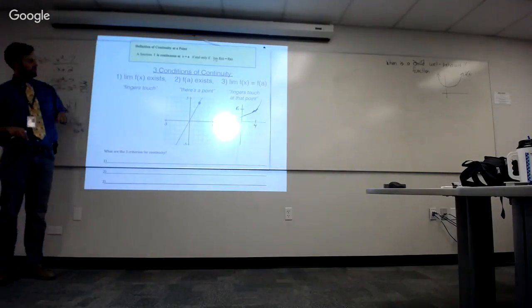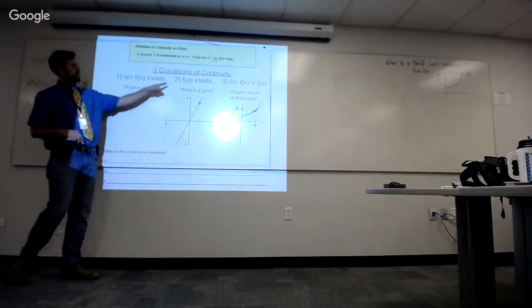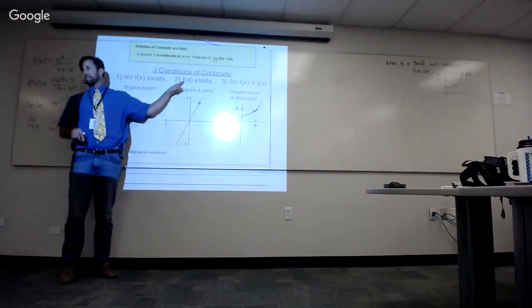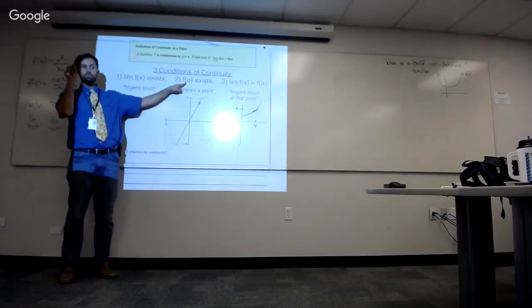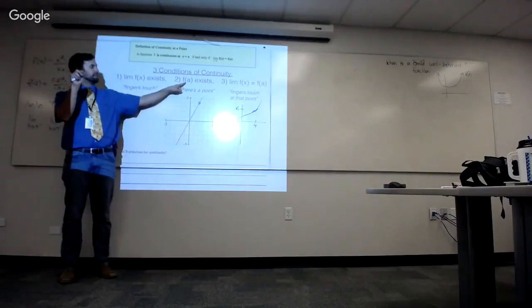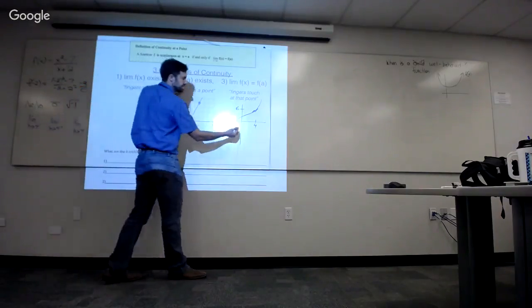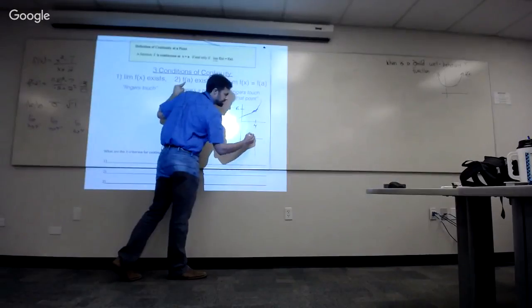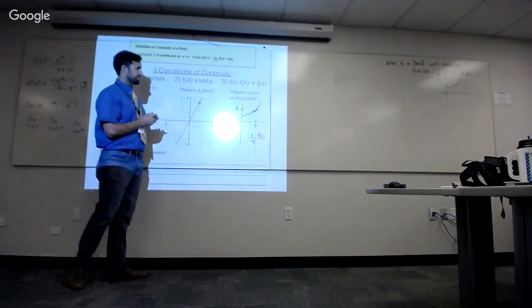The limit exists. Okay, criterion 2, f of a exists. That means that the actual point exists, that there's a value on the graph. So for instance, in terms of an input-output table for this function, if I input 4, what's the output?